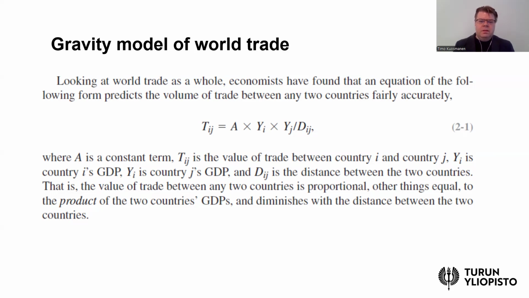Another feature of this gravity model is that notice that this equation is totally symmetric between countries I and J. So the model would predict that the value of trade between Finland and Sweden is equal. So there cannot be such a thing as a trade deficit or surplus. For example, the gravity model cannot explain why China is exporting more than it imports, or why the USA is importing more than it exports. So these kinds of asymmetries the model does not take into account.